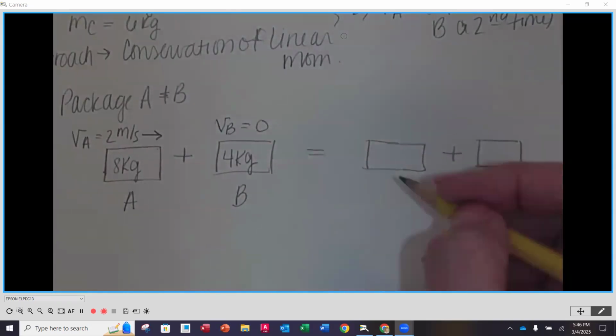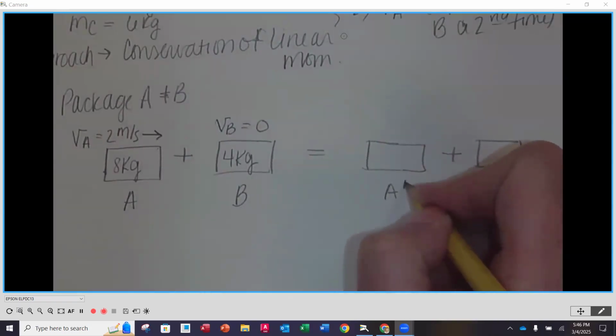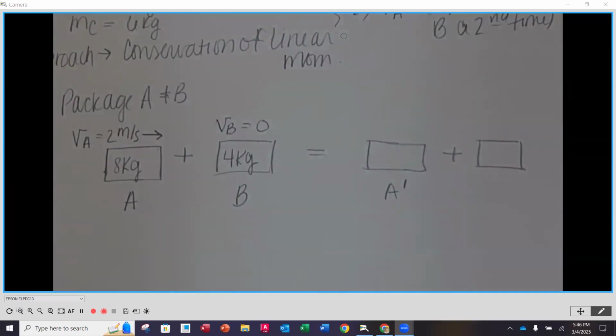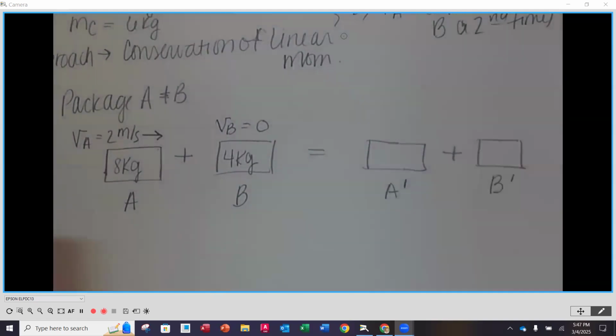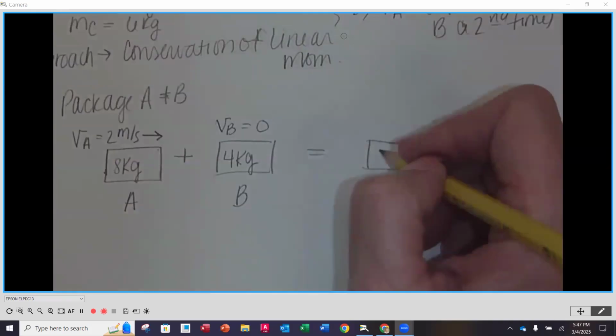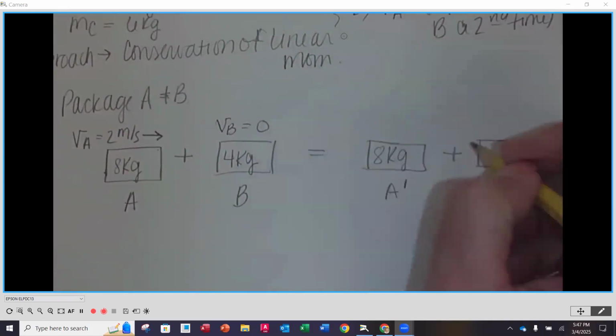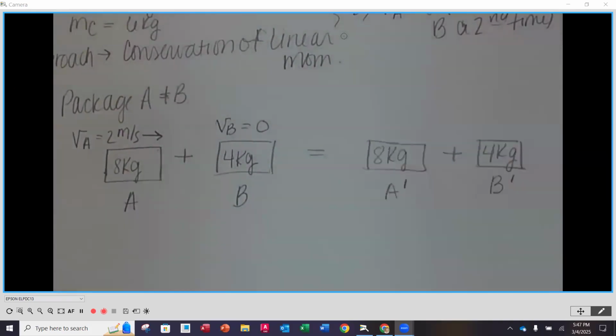So this is going to be our after side. This is what we call A prime. It's still the same package, but it's after it has come in contact with B. And then this is going to be B prime. Their masses remain the same, so A is still 8 kilograms, B is still 4 kilograms, but their velocities are going to change.